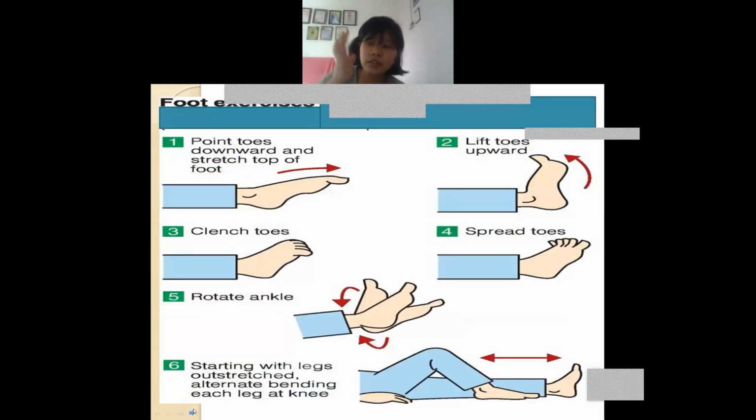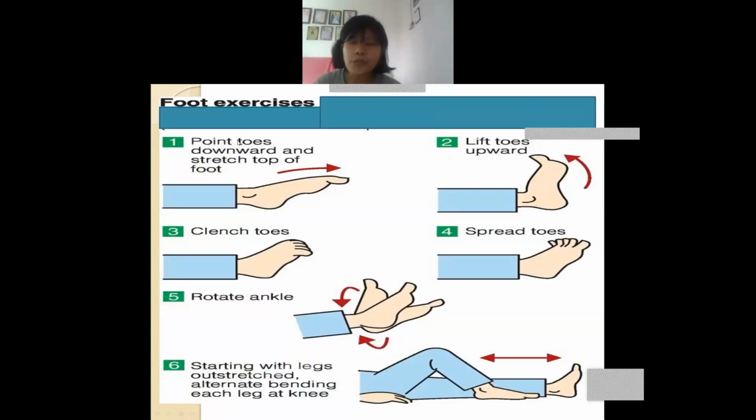Okay, next is foot exercise. Foot exercise means only the foot. First, the person can point the toes like this and like this, stretching. Next is lift toes upward. The person can lift the toes upwards in this manner. Next is clench toes. In this manner, the person can perform. Next is spread toes. In this manner, the person can spread his or her toes.